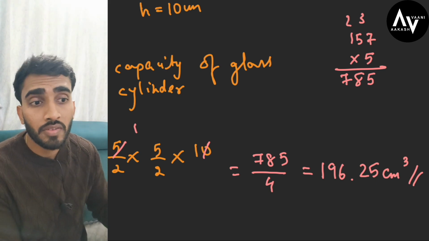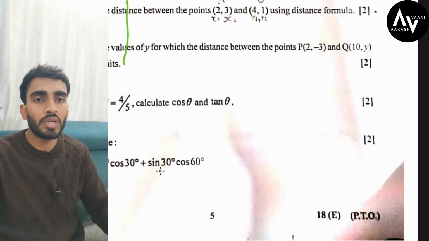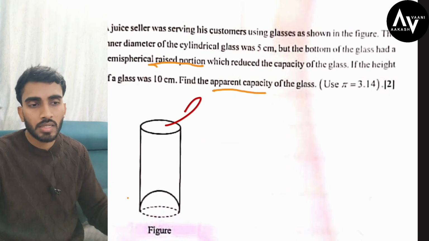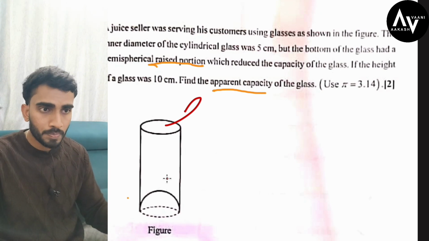Remember that if it was asked to find the value of the actual capacity, then we would have subtracted the volume of the hemisphere because it is reducing the actual volume of the juice.